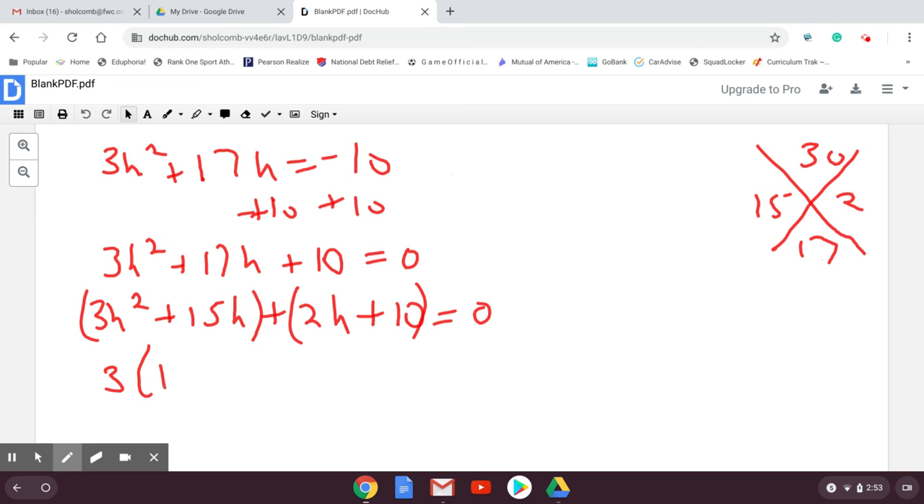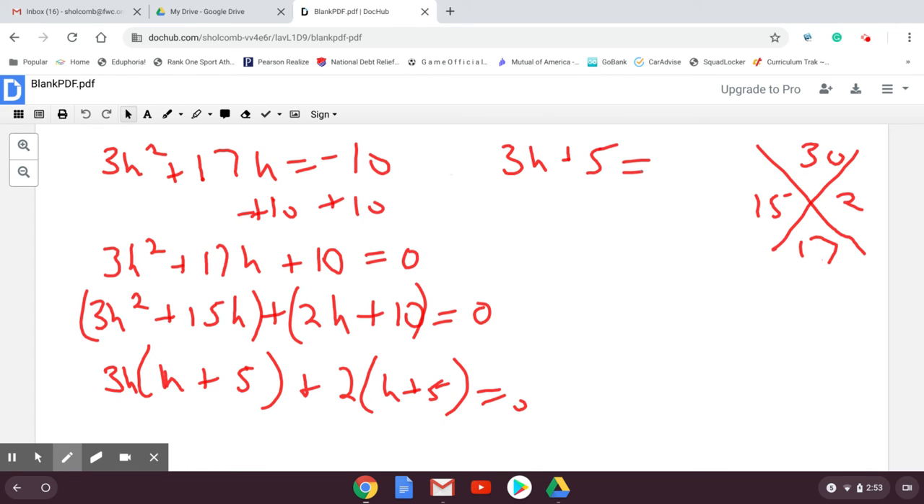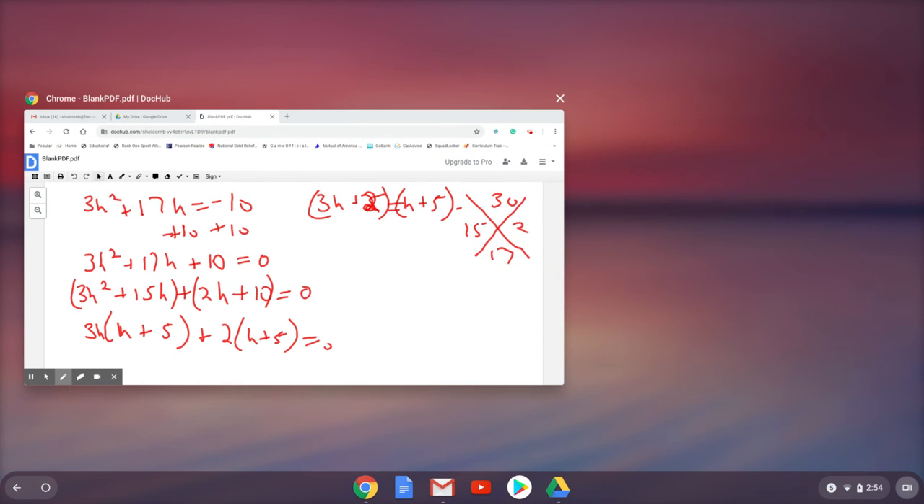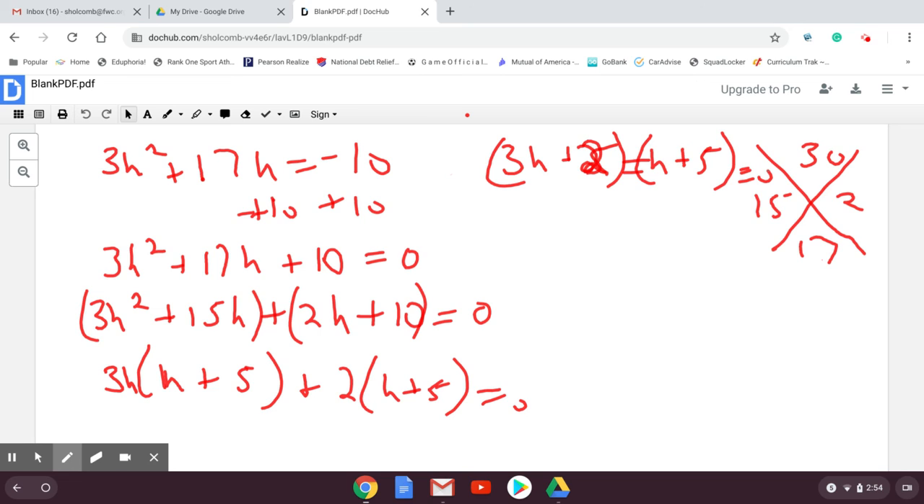times, or excuse me, a 3h times h plus 5 plus a 2. Don't forget that sign right there. Times h plus 5. You can tell that our parentheses match. So now I have a fully factored 3h plus 5 equal, or excuse me, at the first parentheses, times h, it's 3h plus 2. Sorry, I get mixed up. I'm trying to do too many things. Times h plus 5. I apologize for my handwriting looking bad. And that's all equal to 0. Equal to 0 over here.